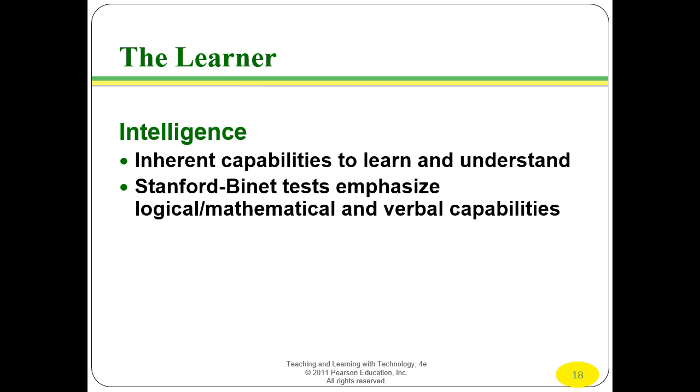There's one test of intelligence called the Stanford-Binet test that emphasizes the logical, mathematical, and verbal capabilities of people. So basically, how much math, and let's face it, math is kind of like a universal language. It doesn't matter what kind of language you speak, math is all the same. 2 plus 2 is still 4, no matter what language you talk. But then your verbal capabilities, how you can communicate.